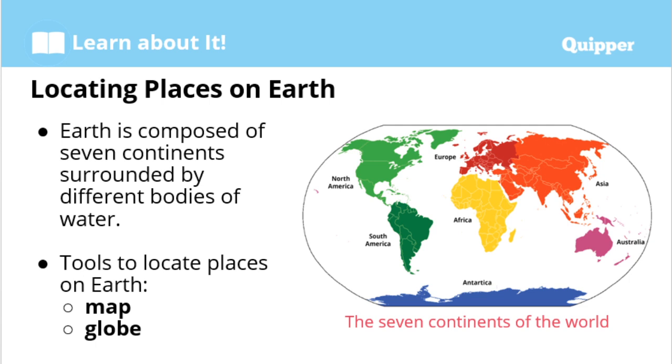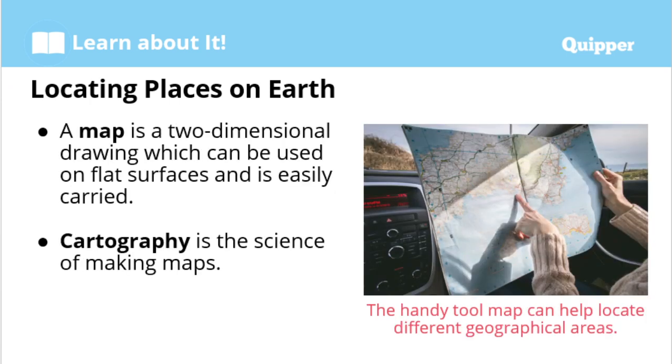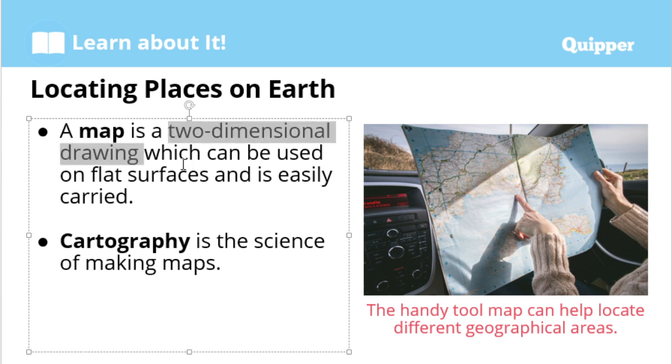Now, for us to be able to locate places on Earth, we have options, like using a map or a globe. To see the difference between the two, let's first look at what a map looks like. I believe you have already seen a map. A map is just a two-dimensional drawing. Two-dimensional, 2D only, a flat surface on which all the places are drawn.